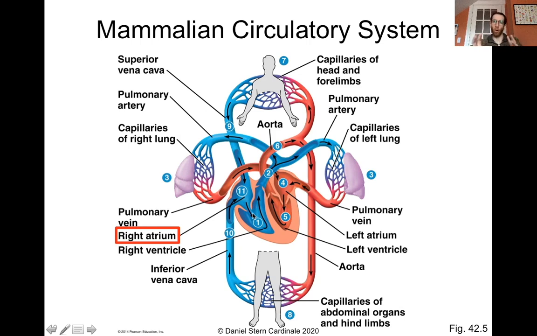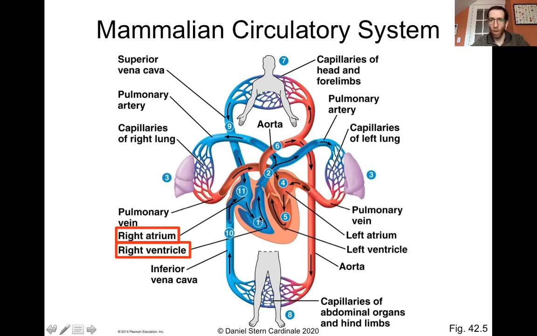And by the way, a little bit on heart naming conventions, it's based on the organism. So in this figure, the right side of the heart is actually on the left because you're facing it, but in your own body, it's on the right. That's where the naming comes from. So we enter the right atrium with our deoxygenated blood, and that blood is pumped down into the right ventricle.